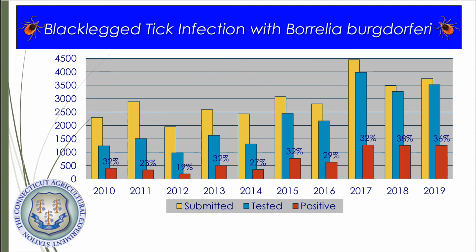Over the last decade, a total of 35,234 ticks have been submitted to the CAES Tick Testing Laboratory, with the lowest number of 2,593 in 2010 and the highest of 5,577 in 2017. The average infection rate has been around 32%, but in recent years it has increased to 36 to 38%.